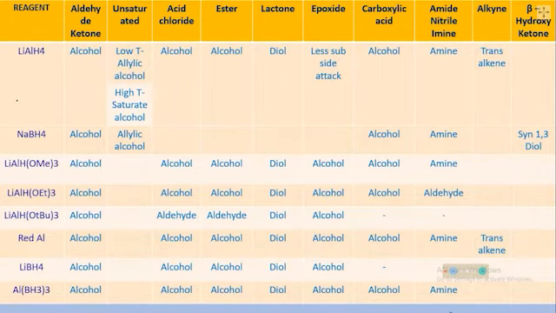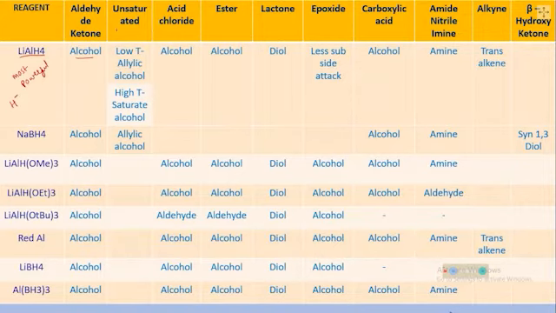Hydride transfer reagents are nothing but reagents that transfer H- to a functional group. Let's discuss each hydride transfer reagent. Firstly, let's discuss lithium aluminum hydride. This is the most powerful reducing agent among all hydride transfer reagents. It reduces almost all functional groups. Aldehyde or ketone is reduced to alcohol.